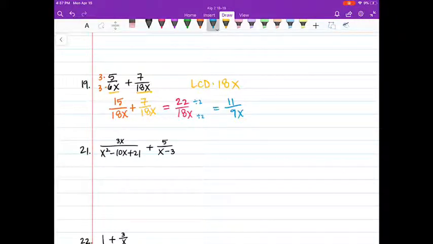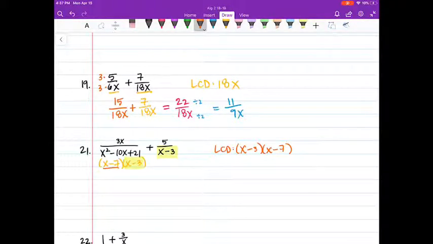Number 21, I am doing the same thing. I'm looking for what my least common denominator might be. Well, in order to find that out, I should first factor that denominator on the left. Two numbers that multiply to 21 and add to 10, 7 and 3. My signs are the same. They are both minus. Now we can see that that x minus 3 piece overlaps, and I just need to consider that extra piece as well of that x minus 7. So my LCD is that x minus 3 and the additional x minus 7.